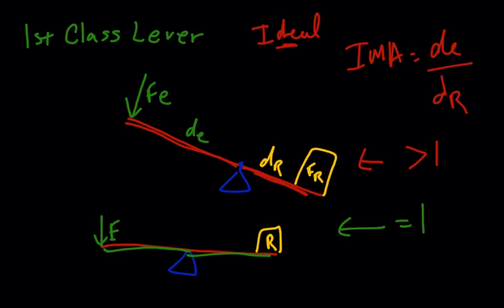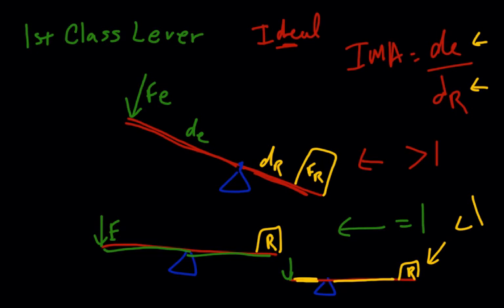Well, I guess also, what if I put the fulcrum even further towards the effort? So here's the fulcrum, and here is the lever, and my effort's over here, and the resistance force is over here. Well, now the dE is less than the dr, so this numerator would be less than this denominator, and you would get a mechanical advantage of less than 1, which you probably wouldn't want to use very often.